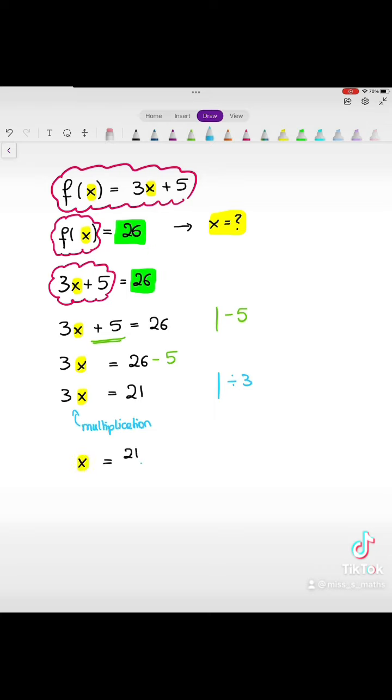So we're left with x is equal to 21 over 3, or x is equal to 7. And this input would have created the output 26 by using the rule 3x plus 5.